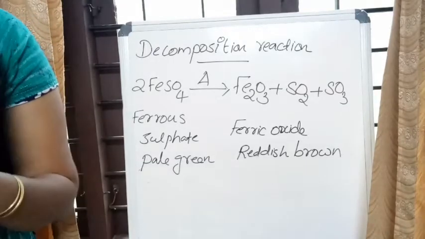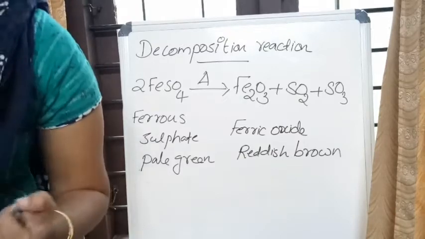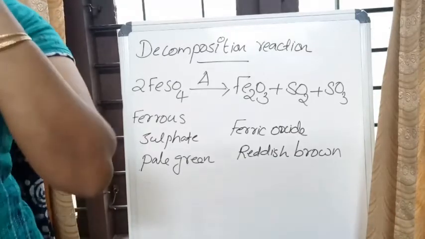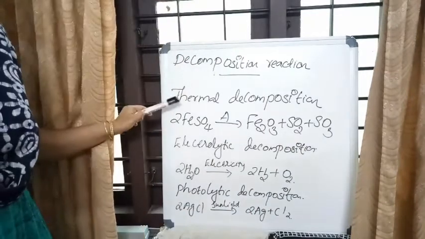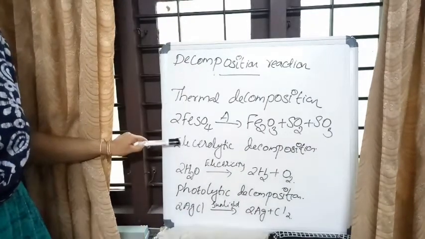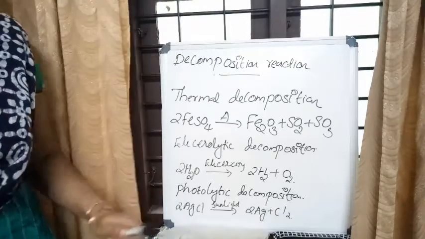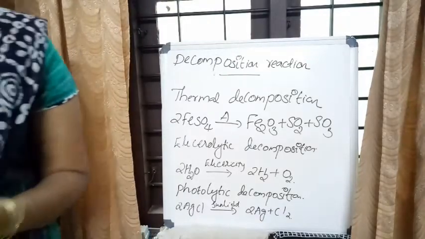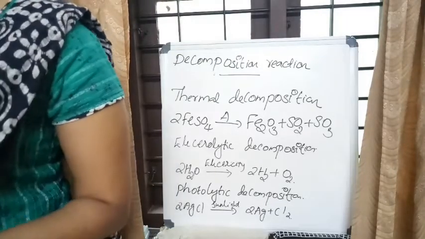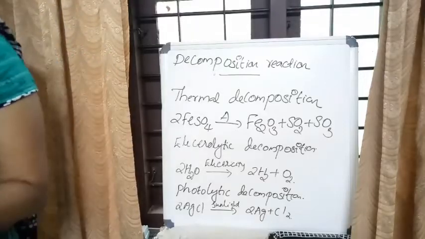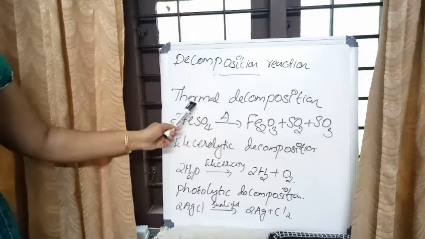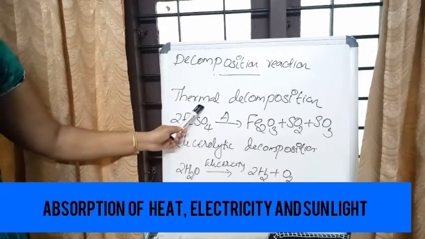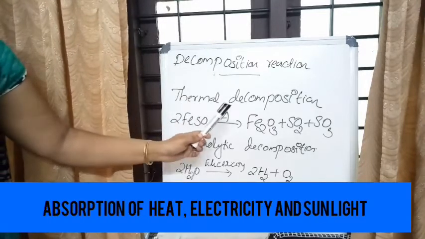These absorptions may be in three ways: absorption of heat, absorption of light, absorption of electricity. Decomposition reactions are of three types: thermal decomposition, electrolytic decomposition, photolytic decomposition. As I told you, decomposition reactions are endothermic reactions because they absorb energy. If they absorb heat energy, they are thermal decomposition reactions. That means therm or temperature, absorbing heat energy.